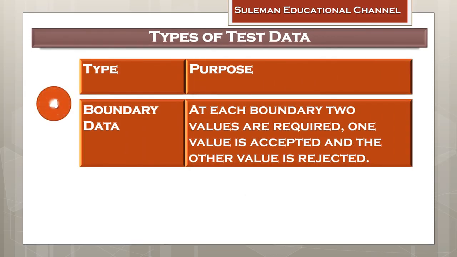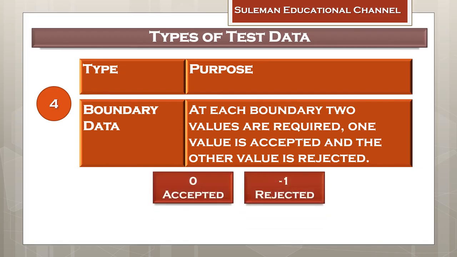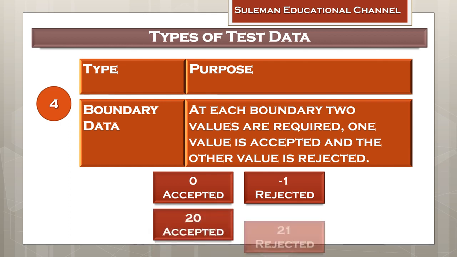The last type of test data is the boundary data. At each boundary, two values are required. One value is accepted and the other value is rejected. So in lower boundary, 0 and -1, 0 is accepted and -1 is rejected. In upper boundary, 20 and 21, 20 is accepted and 21 is rejected.